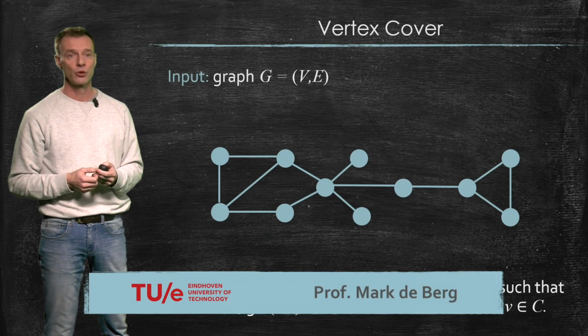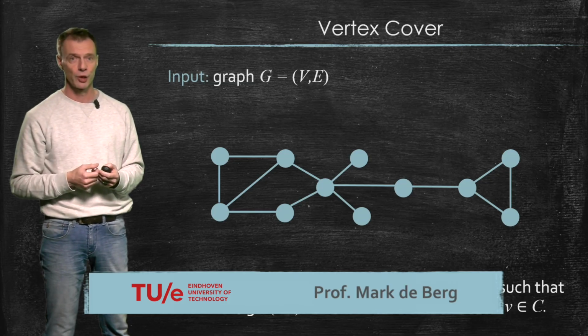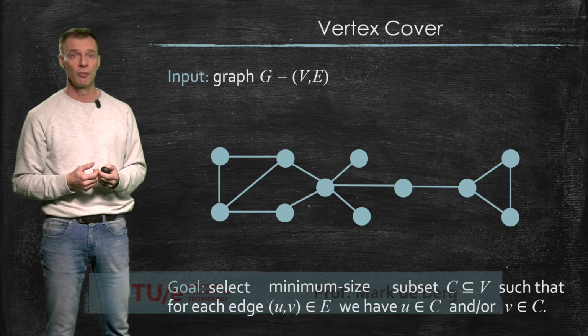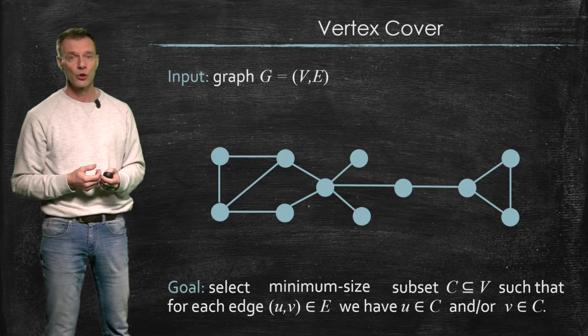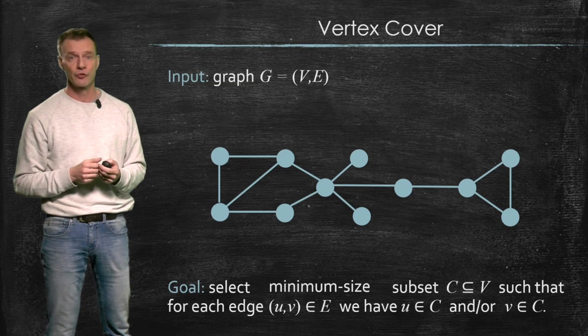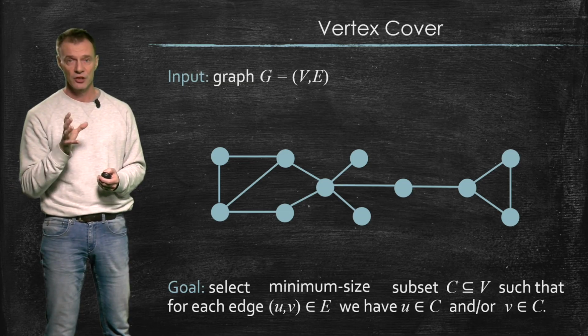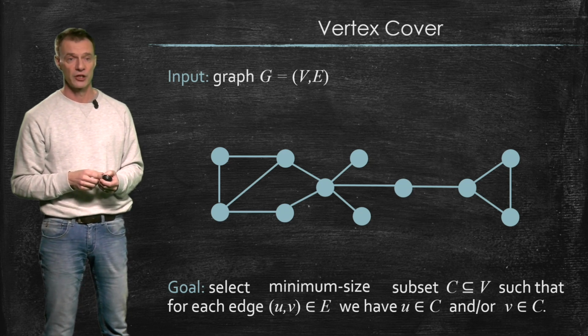Okay, let's go back to the vertex cover problem. I hope you still remember the vertex cover problem from one of the previous lessons. So the input to this problem is a graph G, as you can see here, and the goal is to find a minimum size subset of the vertices such that all these vertices together cover all the edges.